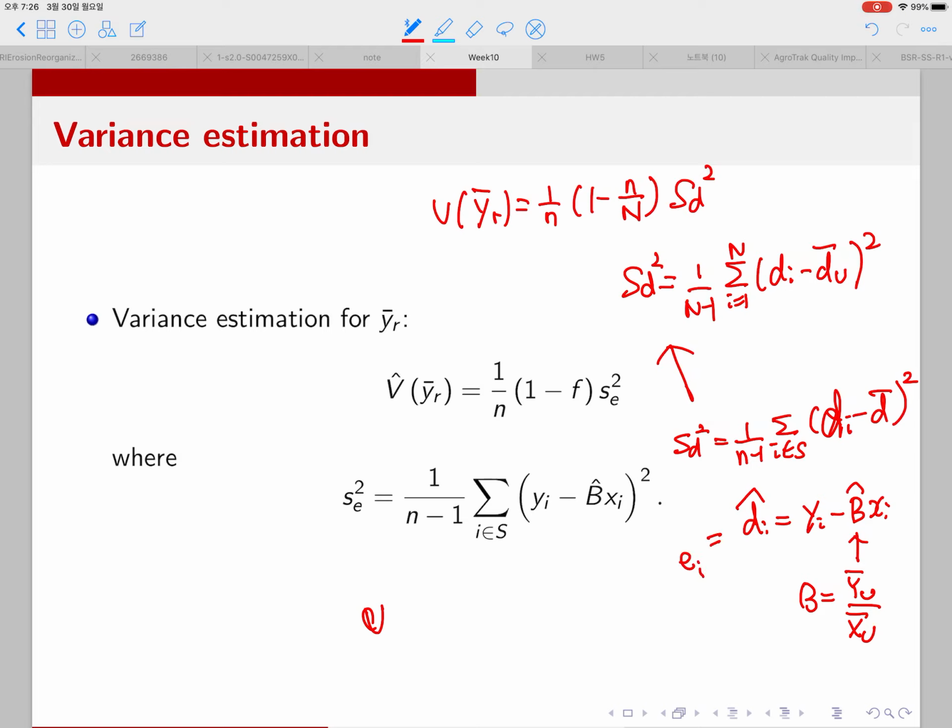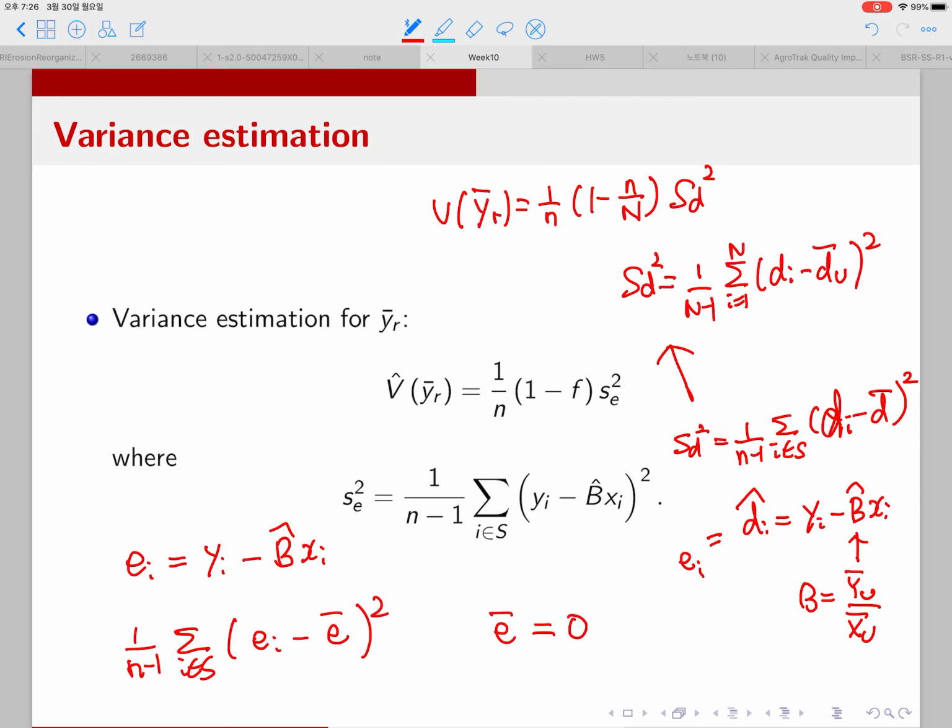Okay. So then the basic formula is that you use ei, which is kind of a residual, yi minus b hat xi, right? And use this to compute the sample mean and sample variance. And now you can check that this guy is 0. So you have only to use this as a square. So that is the variance estimation.